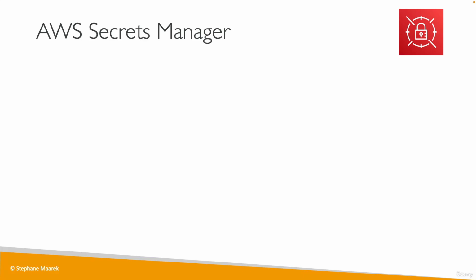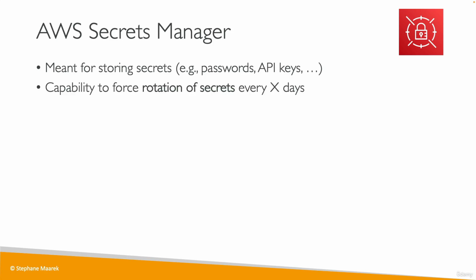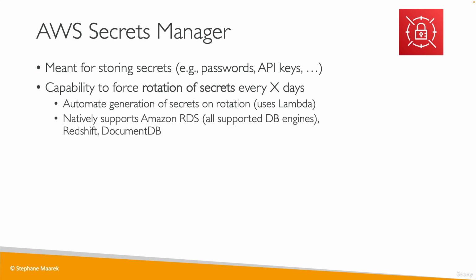So let's talk about AWS Secrets Manager, which is a great service meant obviously for storing secrets. It could be passwords, API keys, and so on. But the cool thing about this service is that you can rotate your secrets automatically every X number of days. And these new secrets can be rotated on demand or automatically and generated automatically, for example, using a Lambda function.